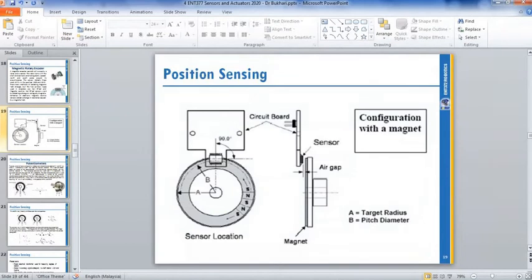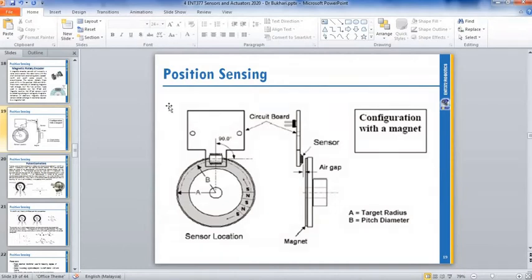Rather than you design your own encoder and put at the back of the motor, so it's not accurate. So better purchase the industrial standard encoder because it's more accurate.